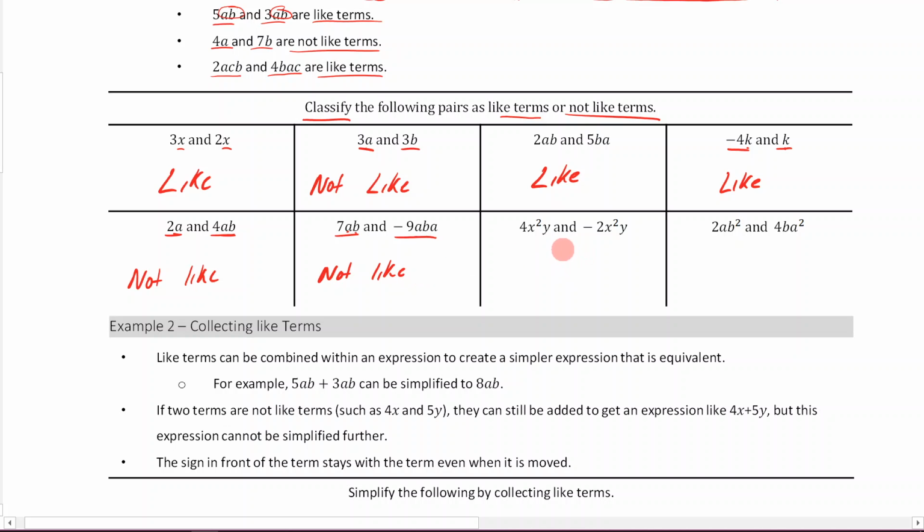Let's now move on to terms that have powers. So here we have 4x squared y, and over here we have 2x squared y. Well, they both contain x squared y. So that means they are like terms. And if we were to write this out a different way, what this means is that I have 4xxy, because I have 2 x's, and over here I have negative 2xxy. So as you can see, I have 2 x's and 1 y, 2 x's and 1 y.